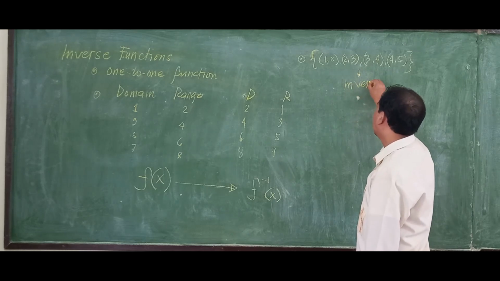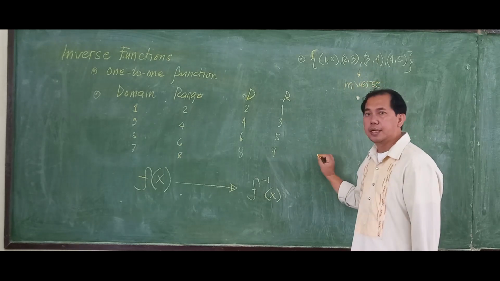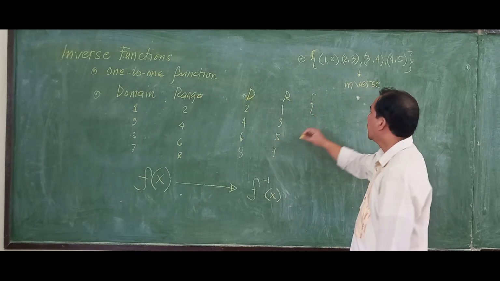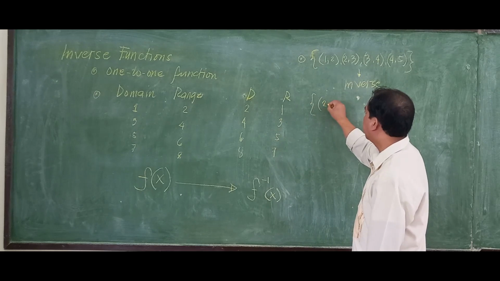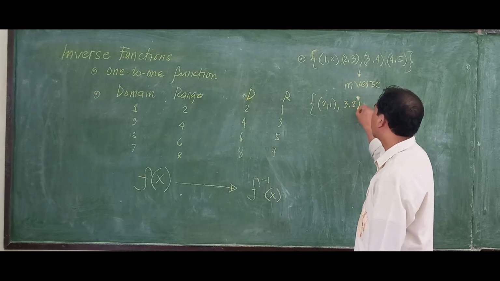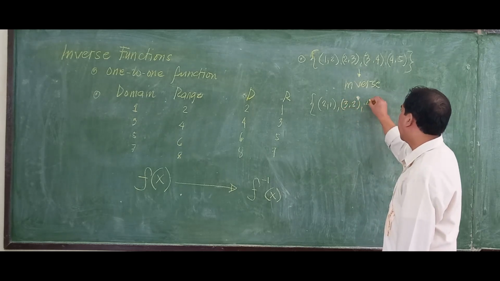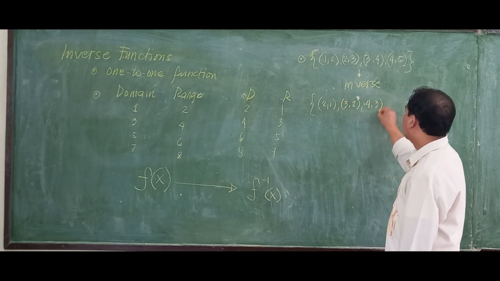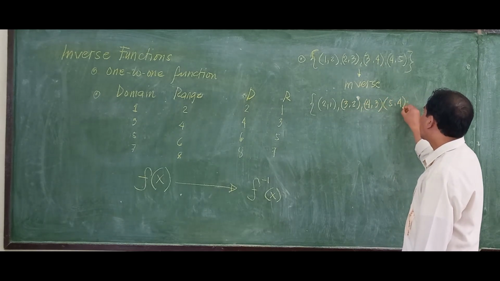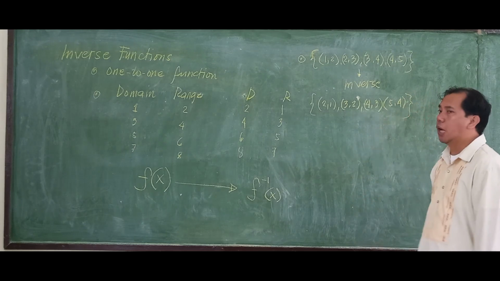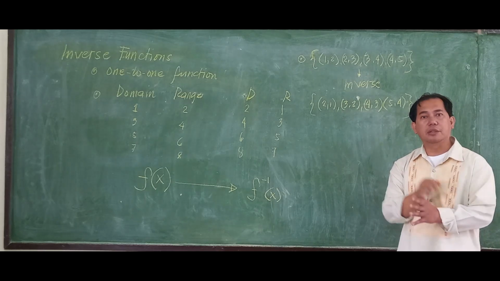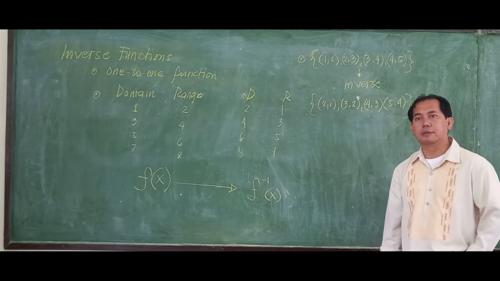So what would be the inverse of that one? We say the inverse must be the same as 2 and 1, another 3 and 2, another 4 and 3, another 5 and 4. So that must be the inverse of the set of points. Okay? We just interchange the values of x and y.